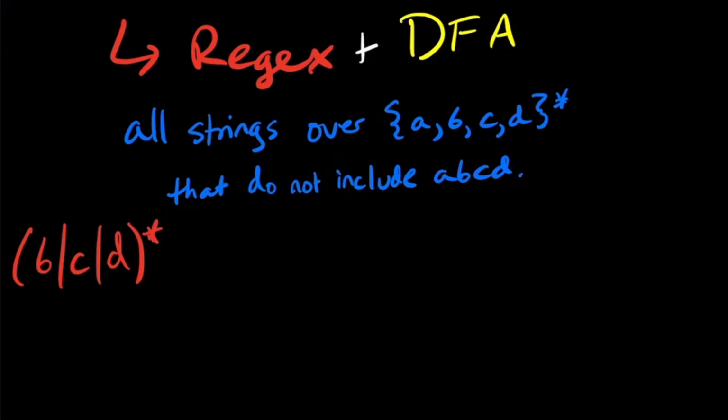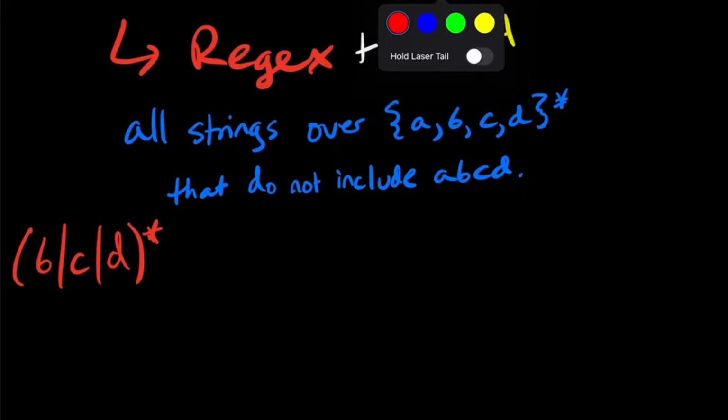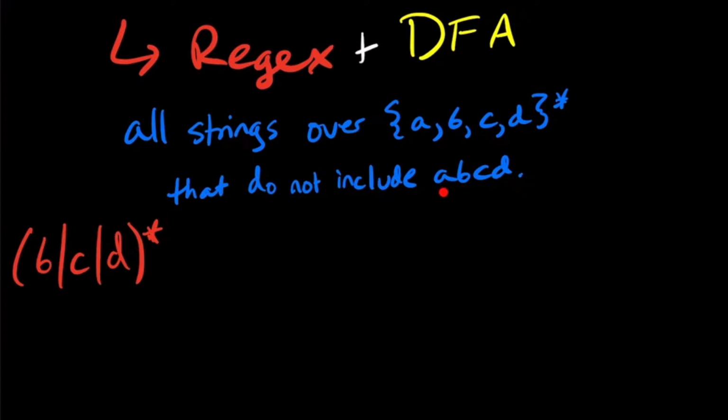Okay, so that will definitely allow us to have any combination of those, but of course we could have an A in the string somewhere. It's just that after it, we need to think about how to avoid having B, C, D in that order once we see an A. And of course, there could be any number of A's. So before the first occurrence of A, we can have any combination of B's, C's, or D's.